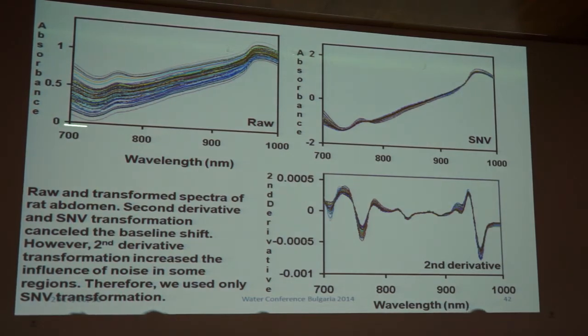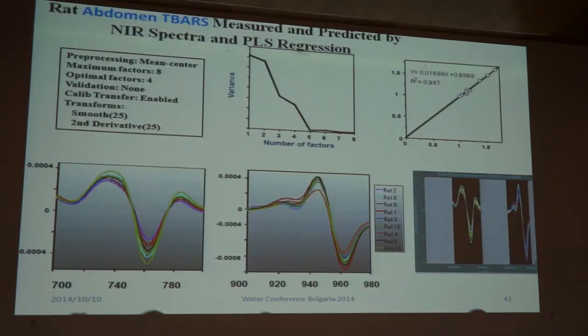This is the short wavelength region, which is easy to use for tissue measurement. These are tissue measurements, and also measurement of the blood and the organs tissue. Now, this is abdomen T-bars measurement, a model to measure T-bars based on the spectra of rat abdomen. As you could see, we got very nice correlation between the spectra and the T-bars, which means the spectra is related to the oxidation.